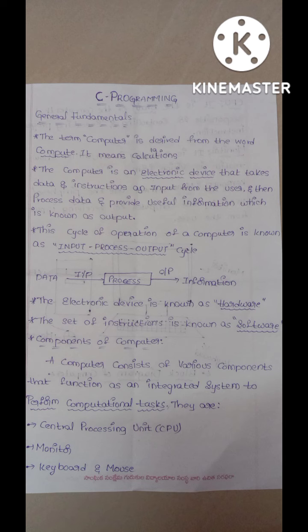Okay, let's discuss the components of the computer. The components are nothing but the parts. What are the parts that we observe in a computer? A computer consists of various components that function as an integrated system to perform computational tasks. To give an output, all the components are performing tasks in an integrated way. This is called performing computational tasks. The components of a computer are the central processing unit, monitor, keyboard and mouse.